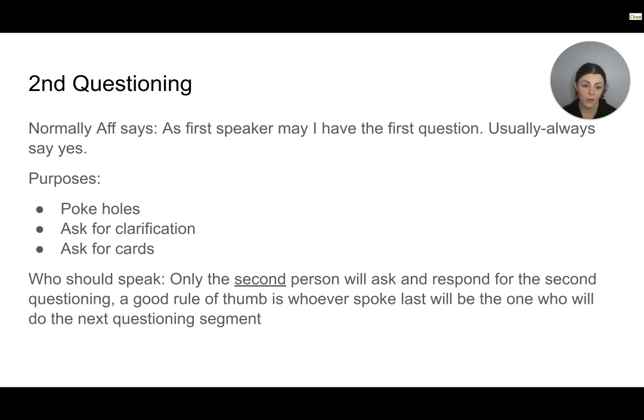You should not be asking for clarification from their original case. At this point, if you haven't rebutted or if you don't understand their case still, that's kind of on you. And then again, ask for cards, but only if it's from new evidence that they brought up in their rebuttal, not from their original speech. That should already be done by now. So again, if you're in a pair, the second person is now the one speaking.